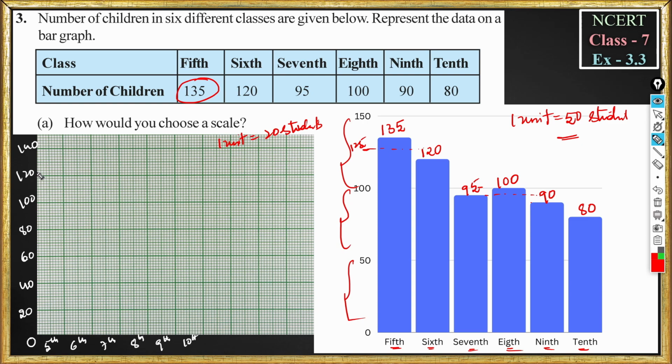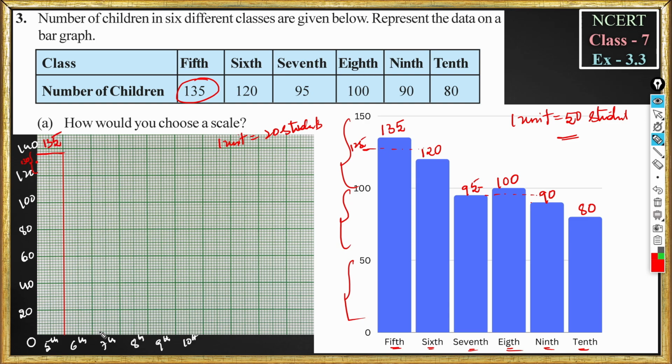135 is more than 120 and less than 140. So it should be in this box. So 135 is more than 120. So the middle number is 130. So 135 is more than 130, less than 140. So it will come around here. So you could draw a bar graph here. So this we get 135.